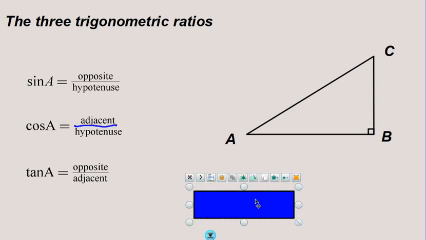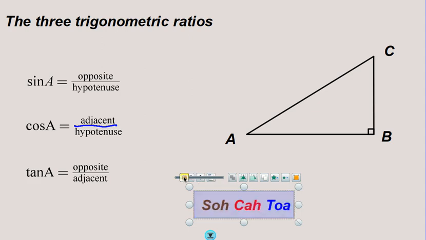Some people like to remember those 3 rules, and they call them SOHCAHTOA. This is not trigonometry, it's just a mnemonic to remember that the sine, S for sine, is equal to the opposite over the hypotenuse. And the cosine is the adjacent over the hypotenuse, while the tan is the opposite over the adjacent.